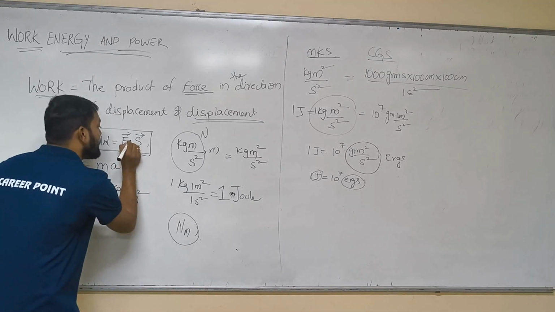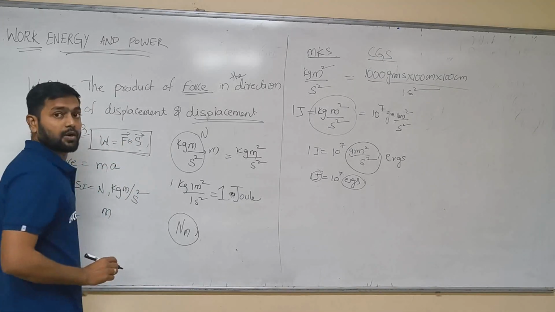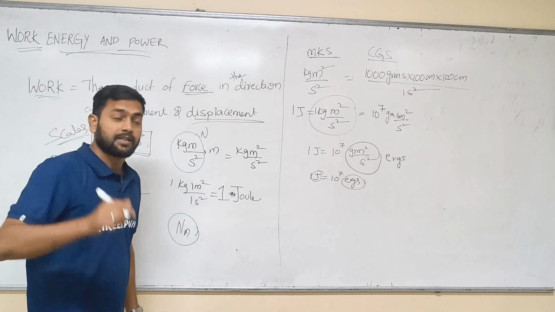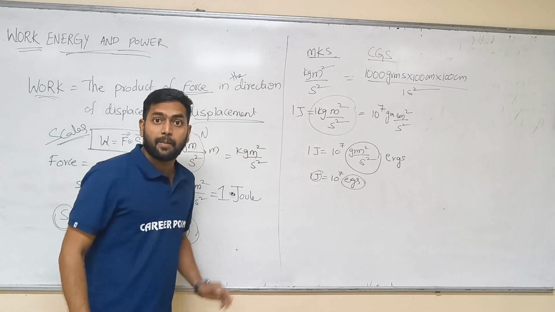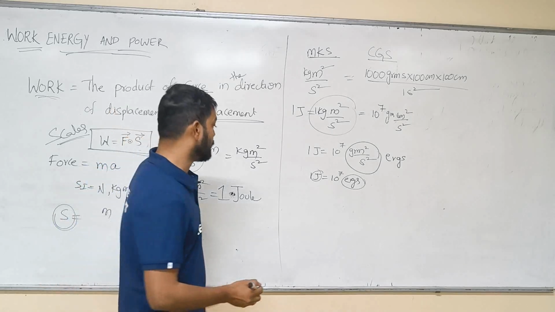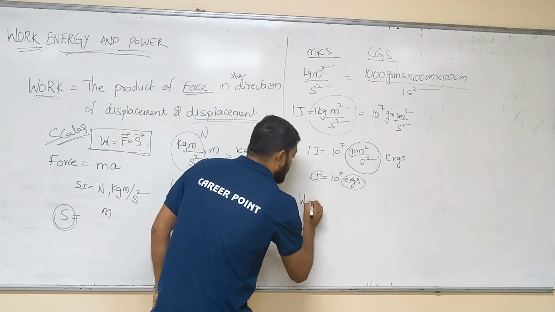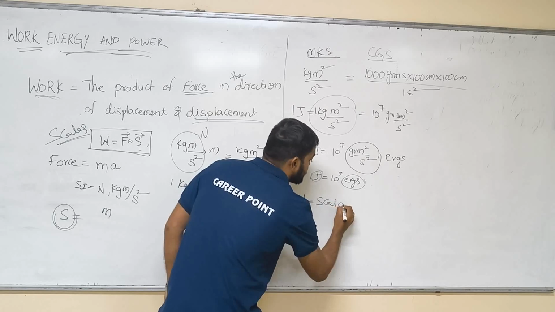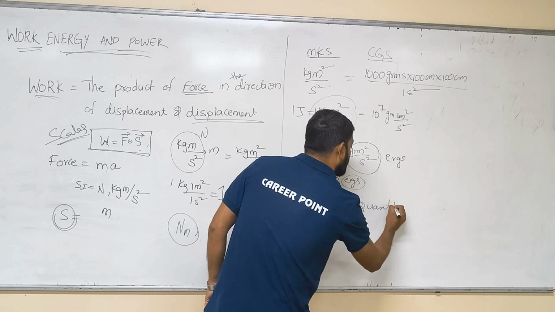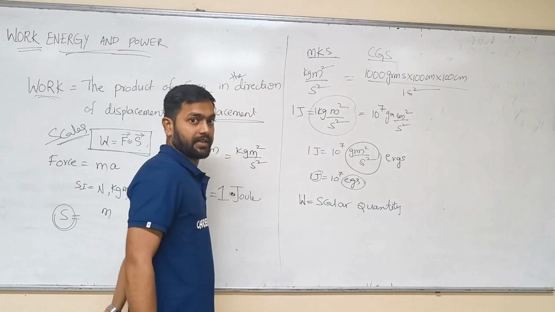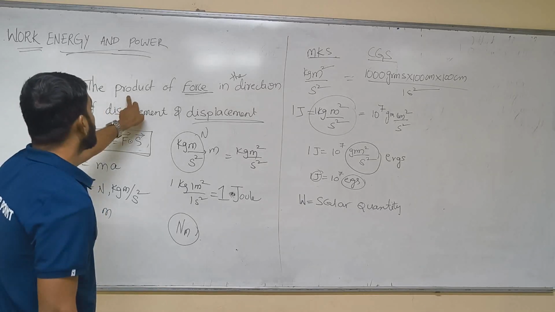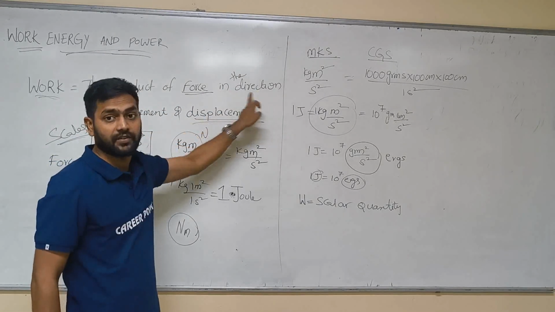So here we are having a dot product, right? So this is a dot product. A vector into a vector dot product gives a scalar quantity. The dot product of two vectors gives a scalar quantity, right? So work done is a scalar quantity. So here, the product of force in the direction of displacement is there.